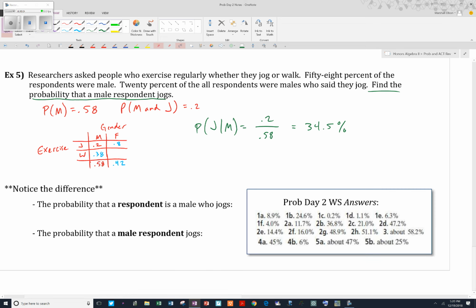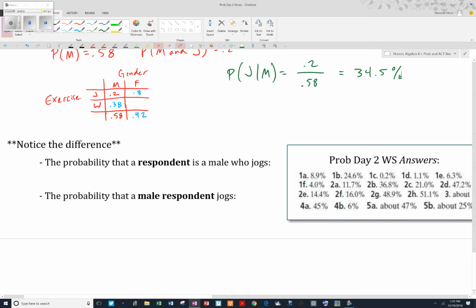And then I just have this little blurb down here. Just notice the difference between these things. The probability the respondent is a male who jogs is, of all respondents, male and jog, that's 20%. That was given to us. But the probability that a male respondent is a jogger is the probability that you know they're a male respondent, and you're finding the probability that they jog. That's what we just found. That's 34.5%.